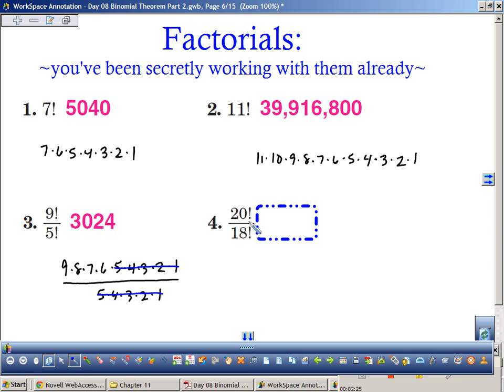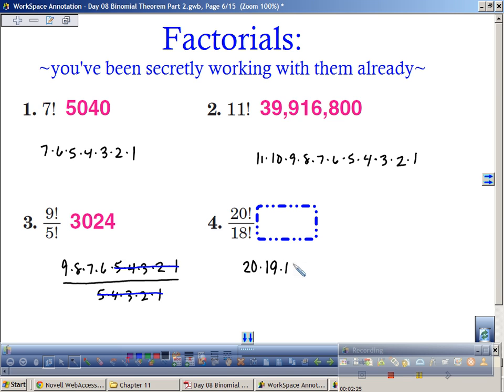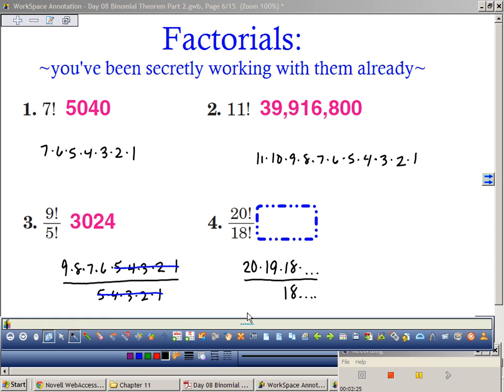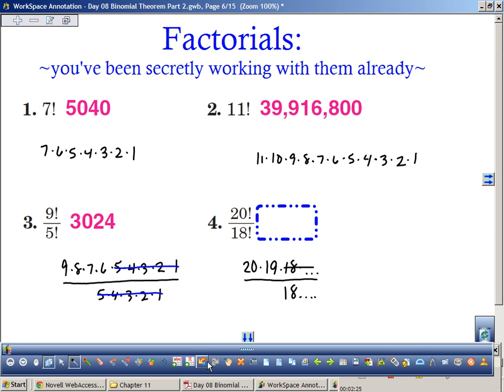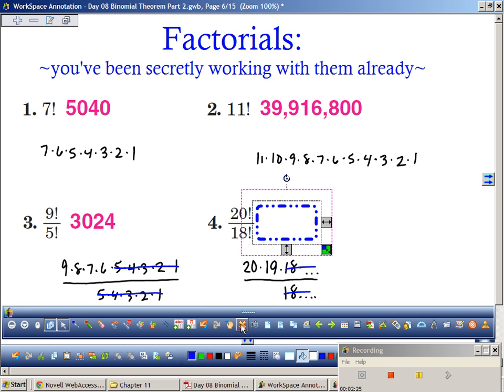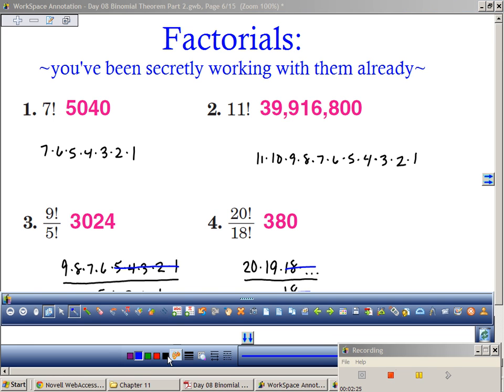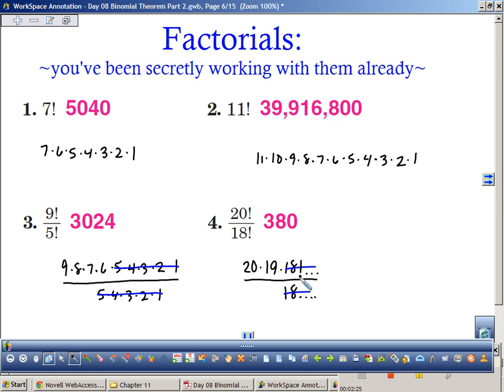Hold on, hold on. So I have 20 times 19 times 18 factorial over 18 factorial, right? Because 18 factorial is going to go on, and these just cancel each other out. It's just 20 times 19. Okay? Yes, Mitchell? Instead of writing out 20 times 19 times 18 factorial, you could just write 20 times 19. That's another way you could write it.